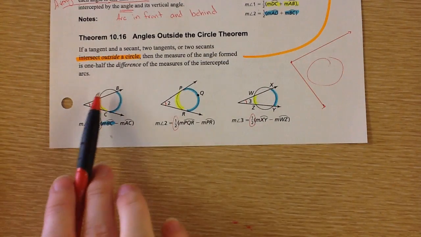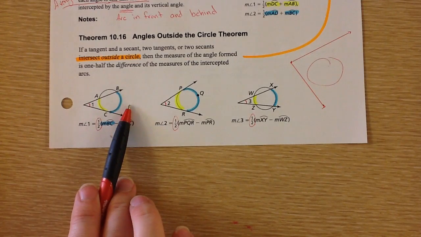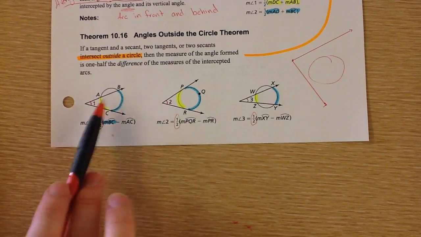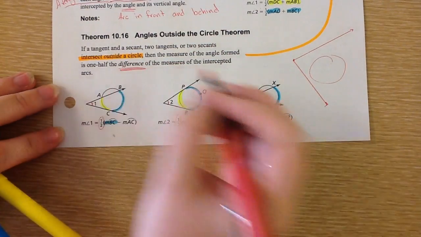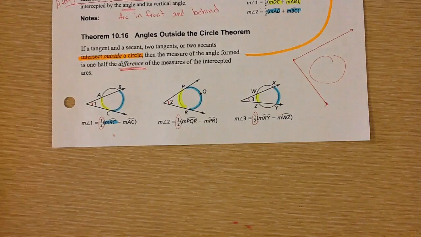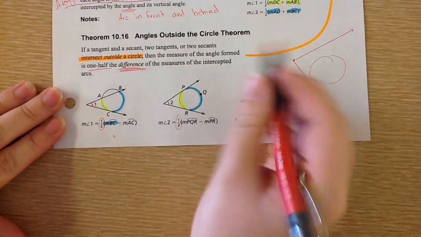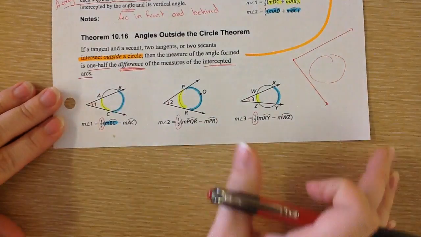Again, we just take the farther away intercepted arc and the closer one, and we take the difference. That difference is always positive because you always take the bigger one minus the smaller one. And then you take half. So 1/2 the difference of the intercepted arcs.